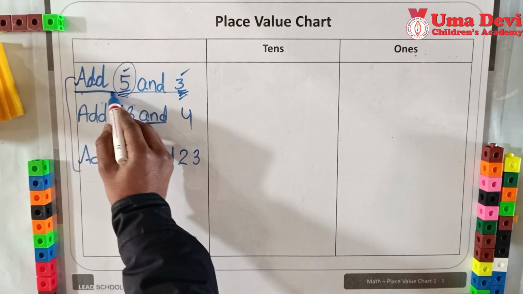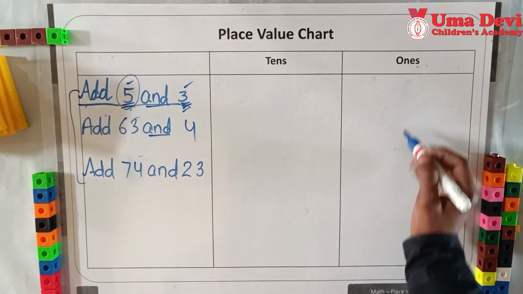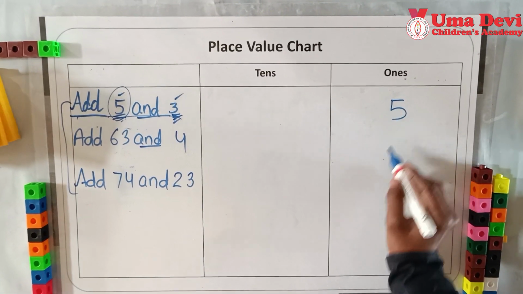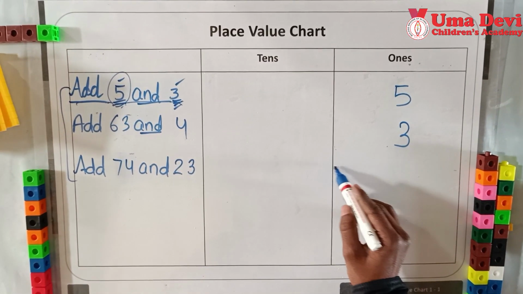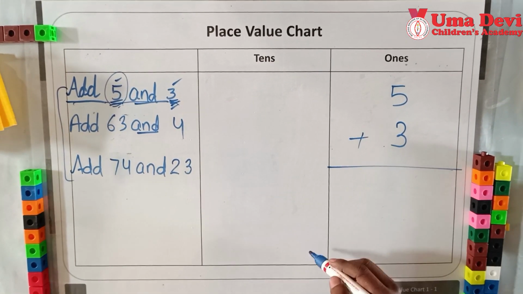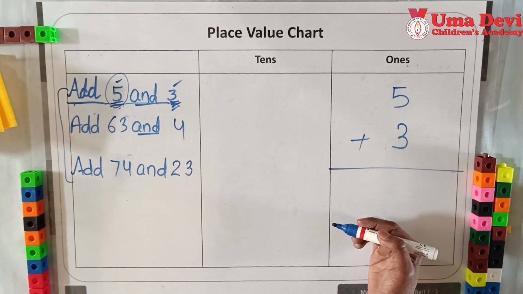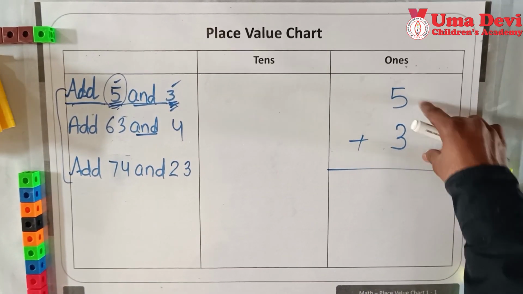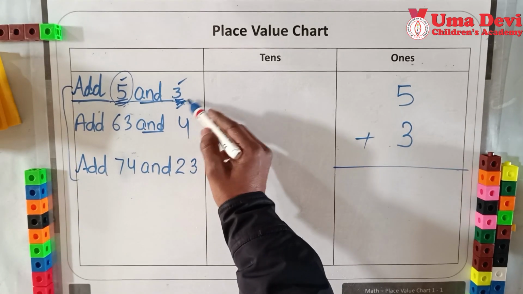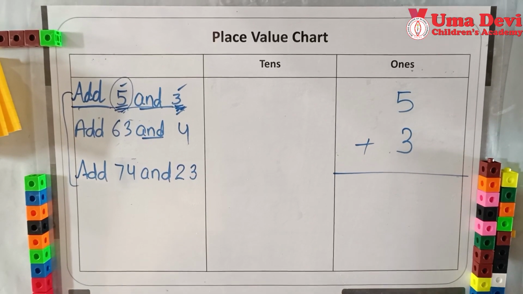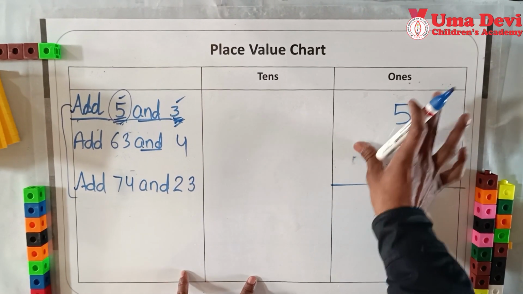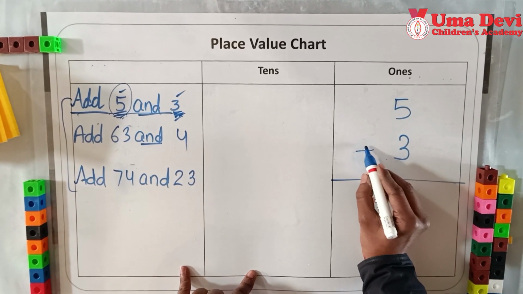First question is that add 5 and 3. So I am writing here 5 and we have to add 3 in this. You will ask, sir, why did you write these numbers in ones column? Because these are the one digit numbers. That's why I have written these numbers in ones.